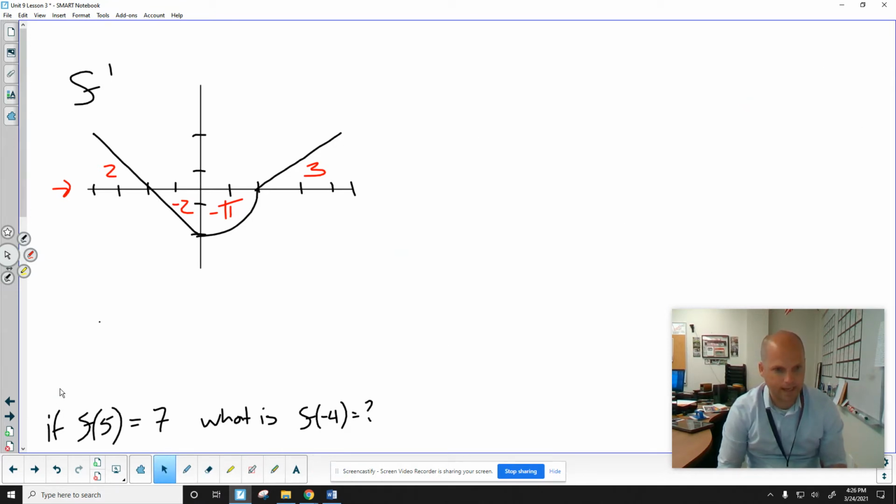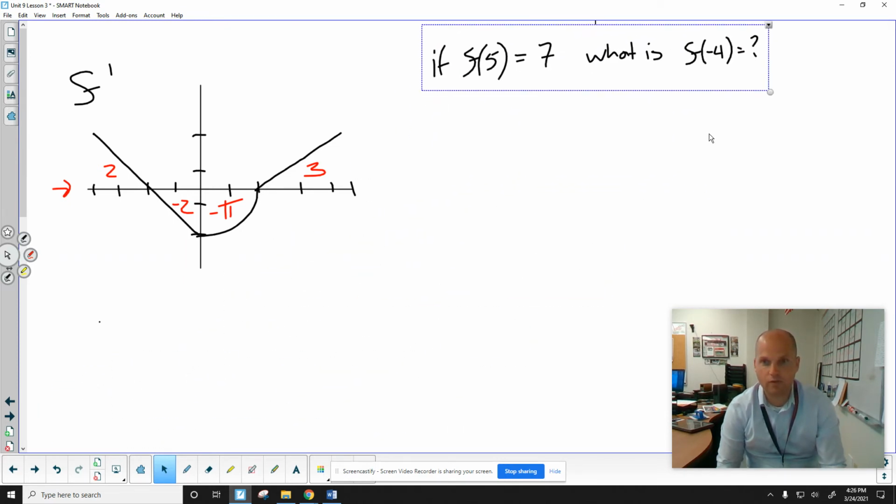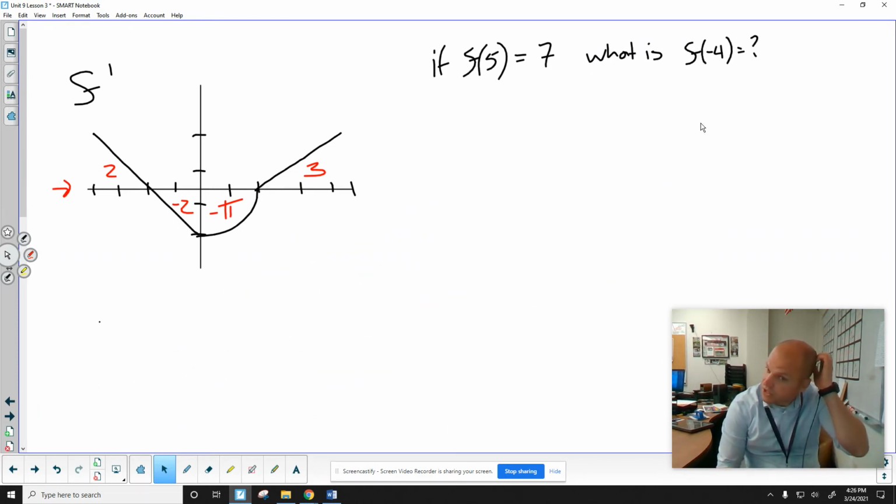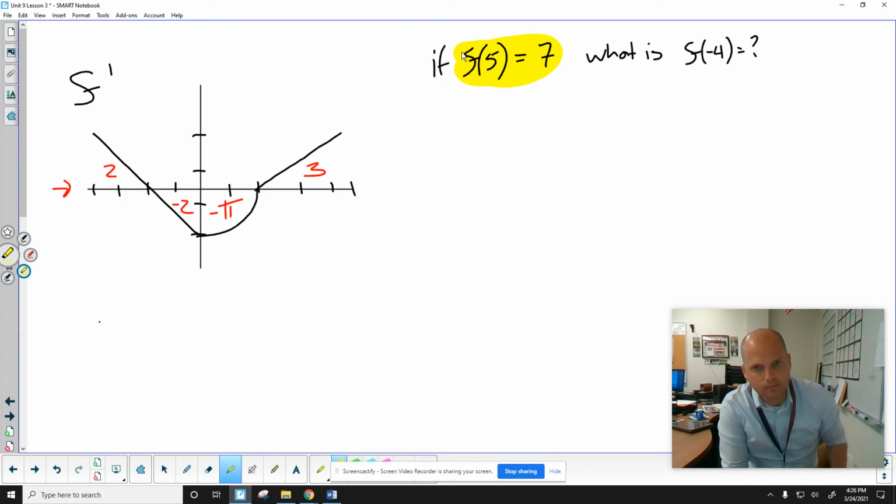Which is this guy, and this is a review. If f of 5 is 7, what is f of -4? Now, it's pretty obvious: I have to use this. But how do I use this? You've got to remember, and go ahead and do this problem if you haven't done it yet, or pause. You've got to remember unit 7, position and velocity. Area under velocity gives me displacement. Area under a derivative gives me a change in a total.